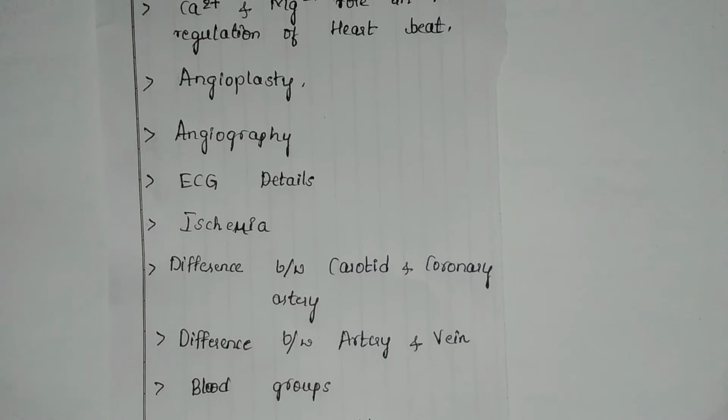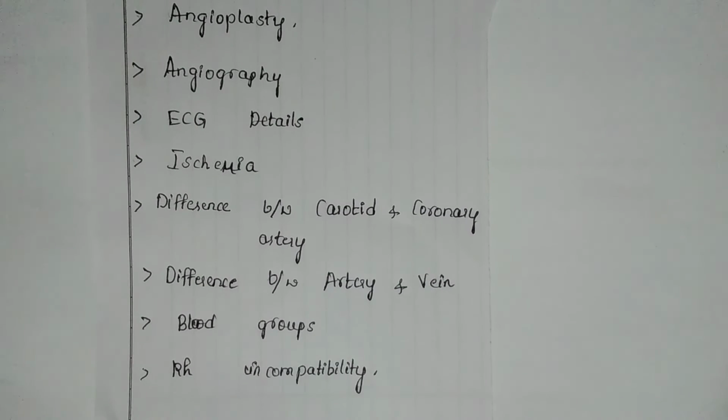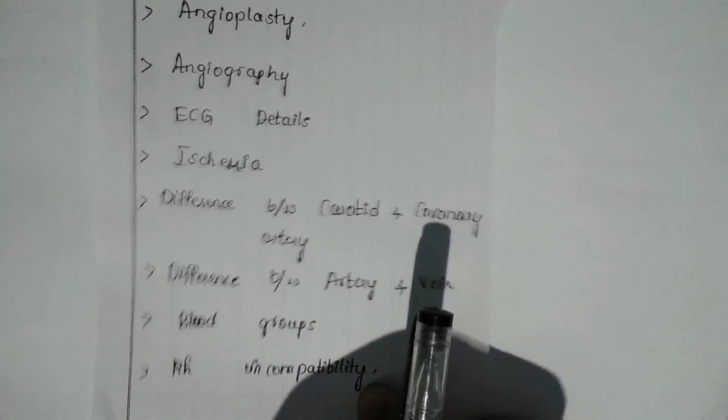Calcium and magnesium role in regulation of heartbeat, and angioplasty, angiography, ECG details, and ischemia, difference between carotid and coronary artery, difference between artery and vein, blood groups, and the Rh incompatibility.